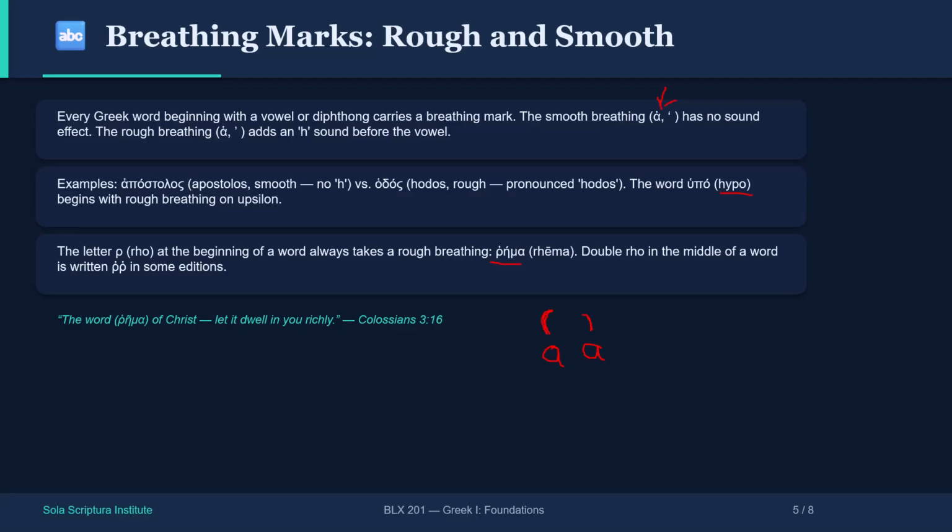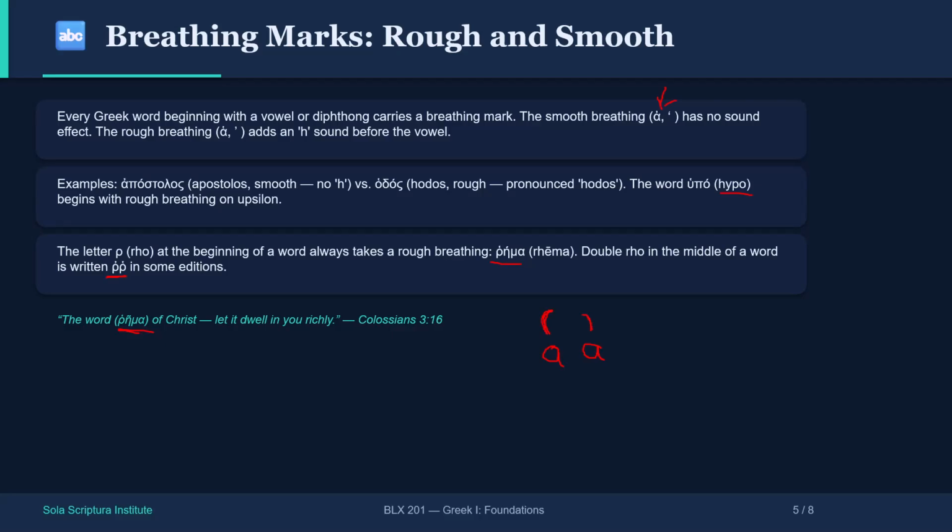Double rho in the middle of a word is written like this, right? In some editions. So the word of Christ, so the word rhema, Colossians 3:16. Rhema. Remember, whenever the rho begins a word, you always want to pronounce it with the rough breathing mark.